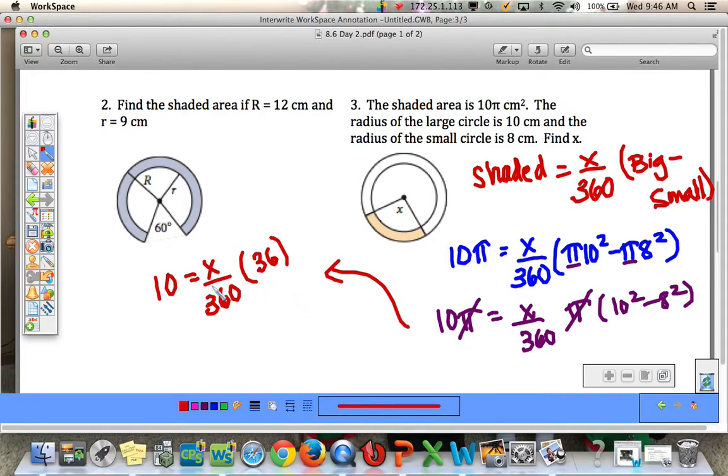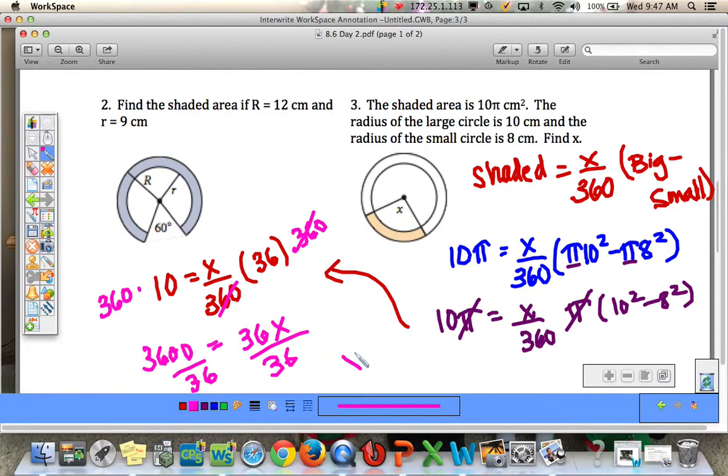And to solve for x, we could multiply each side by 360 to get rid of this here. So we get 3600 equals 36 times x, and last step, divide by 36. So here we get x. x would be 100 degrees. So this is applying that formula and using algebra to solve for the missing side.